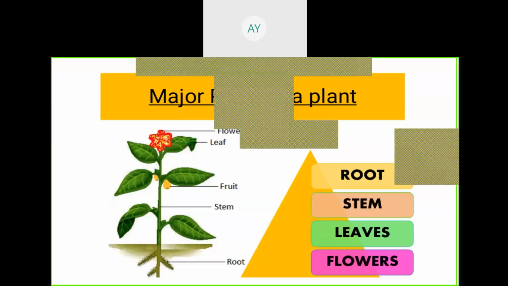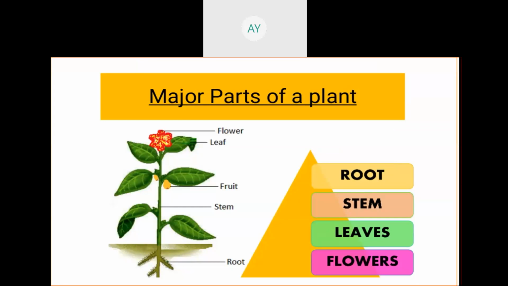It also prevents wilting, that means murjhana. Wilting happens if there is scorching sunlight and sun heat. So due to transpiration on the surface of the leaf, the plant is going to survive even at high temperature. So these are the different functions of the leaf.